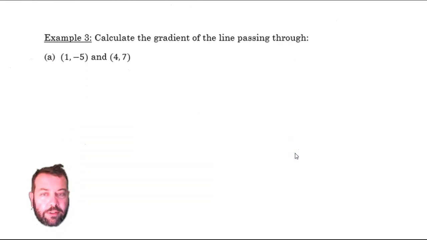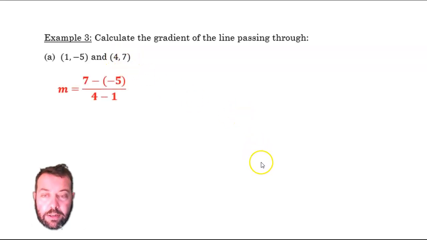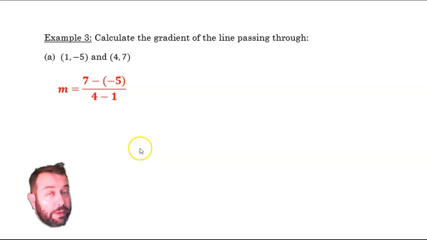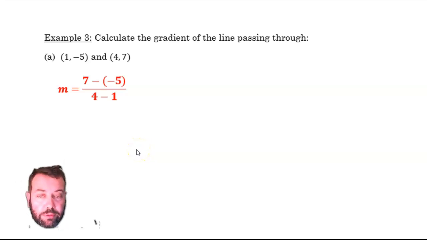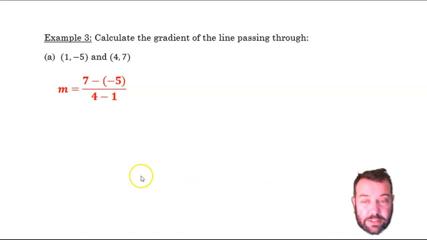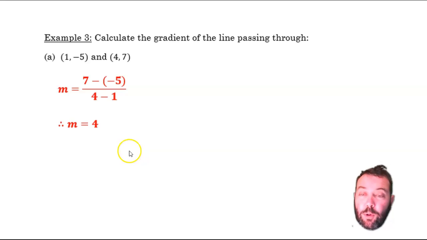So here's an example. We're asked to find the gradient of the line passing through these 2 points. So let's call this x1, y1 and x2, y2. The gradient is y2 minus y1, 7 minus negative 5 on 4 minus 1. Again, be extra careful. There'll be negatives here a lot and subtracting negatives and so on. Fractions with negatives, all these pretty simple things that we get wrong pretty easily. So we evaluate that. My gradient is 4. All good.